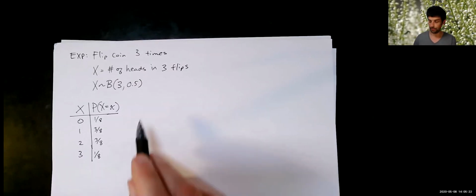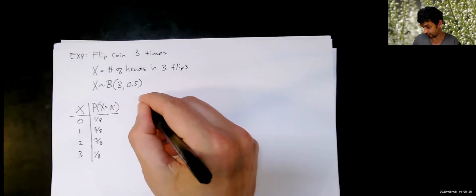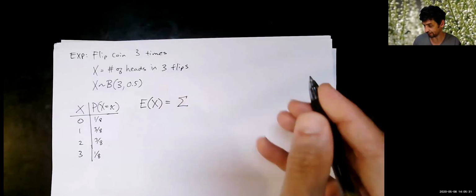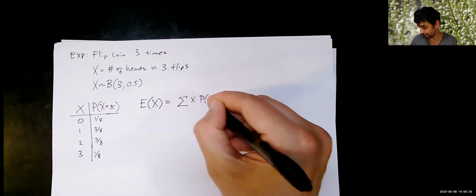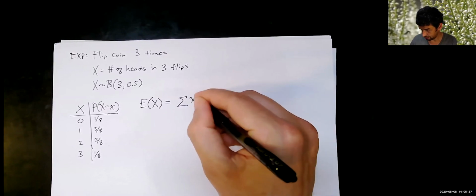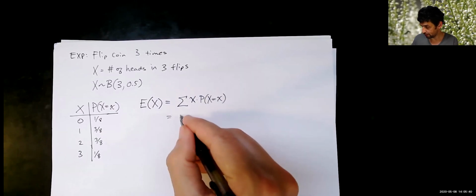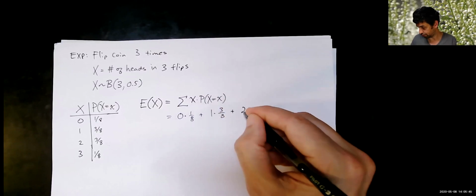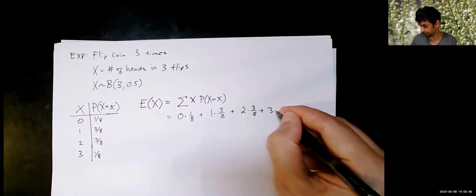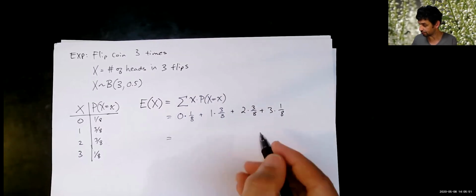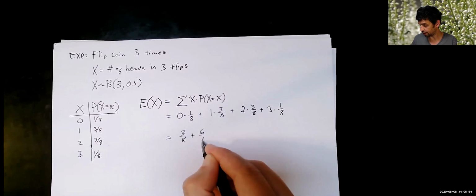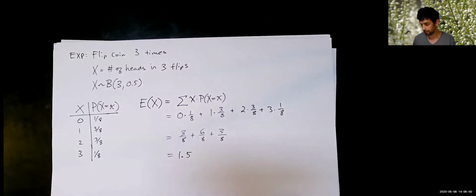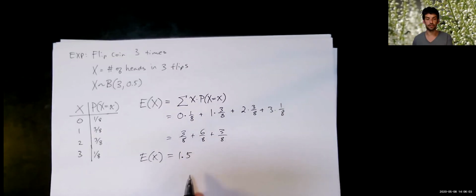I want to compute the expected value of x. Let's do it in 2 ways. Let's use the original formulation. I take the sum of each value of x times the probability of that value, right? Which in this case is 0 times 1/8 plus 1 times 3/8 plus 2 times 3/8 plus 3 times 1/8. I get 0, 3/8, 6/8, 3/8, which is 12/8 or 1.5. Right? So the expected value is 1.5.